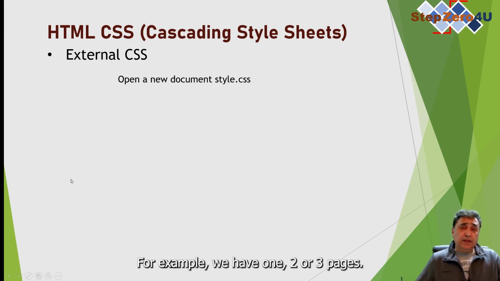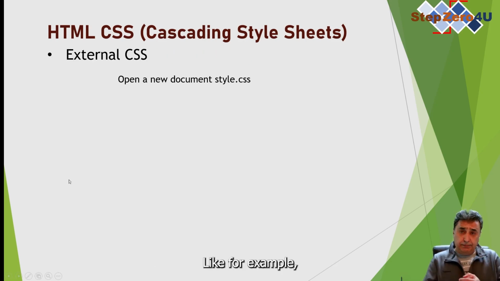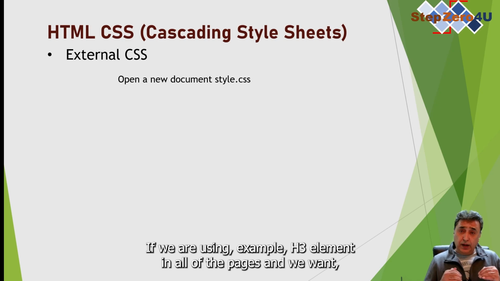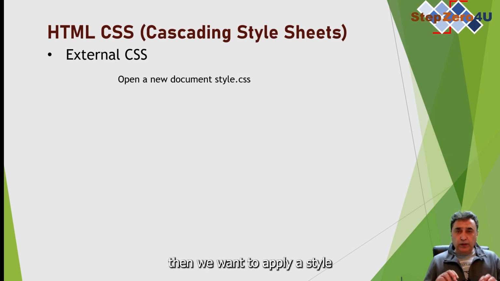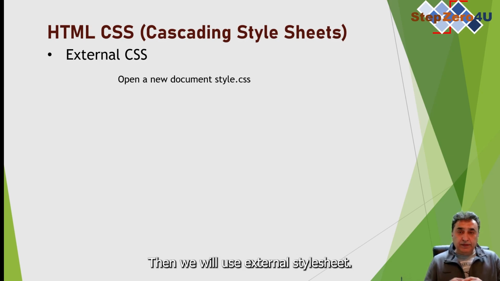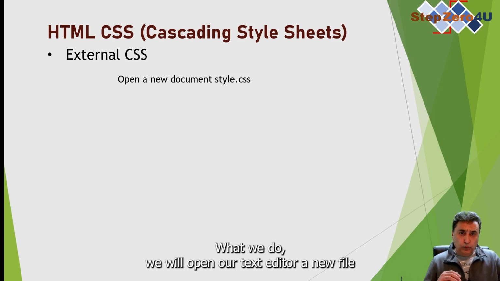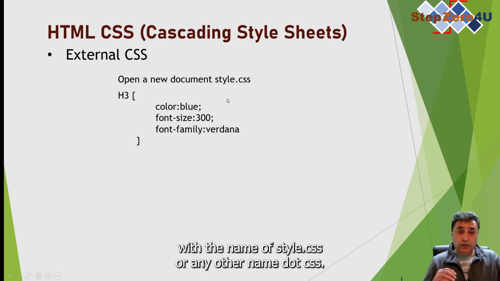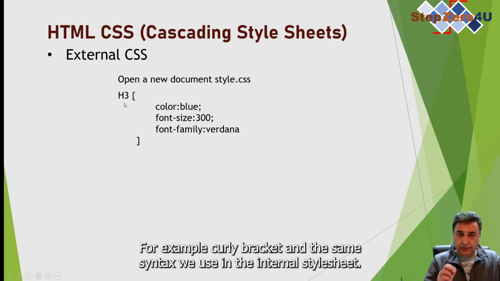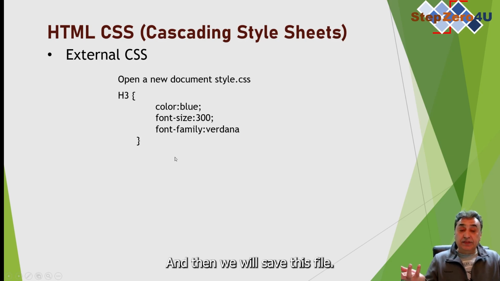Now the external style sheet. If for example we have 1, 2 or 3 pages, like we had 4 pages in revised dresses, that was home, about, product and contact, and we are using for example the h3 element in all of the pages, and we want to apply a style to the H3 element in all pages, then we will use an external style sheet. What we do, we open our text editor and create a new file with the name style.css or any other name .css. The .css extension is a must. In that document we will write H3, for example, a curly bracket and the same syntax which we use in the internal style sheet, and then we will save this file.